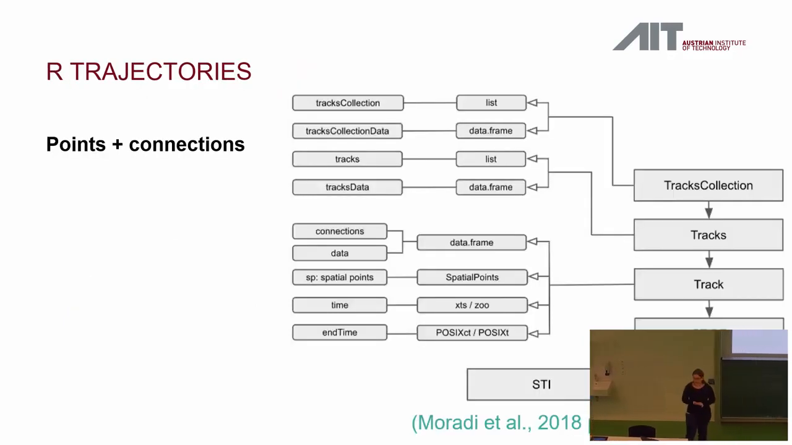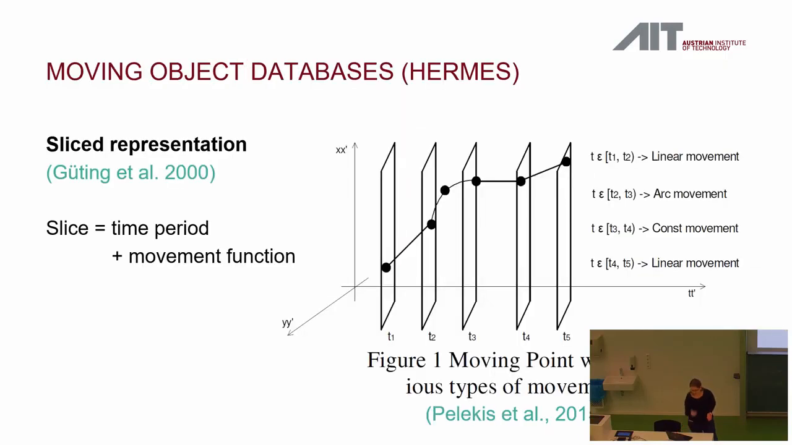In R trajectories, although Edzer would certainly be better qualified to tell you about how that works, they also store spatial points. And if you need to visualize the trajectory, you can also access the connections between the points to get a better view of the data than if you just plot the individual points, of course. But basically, it's also more focused on the geographic, I think, than on the time.